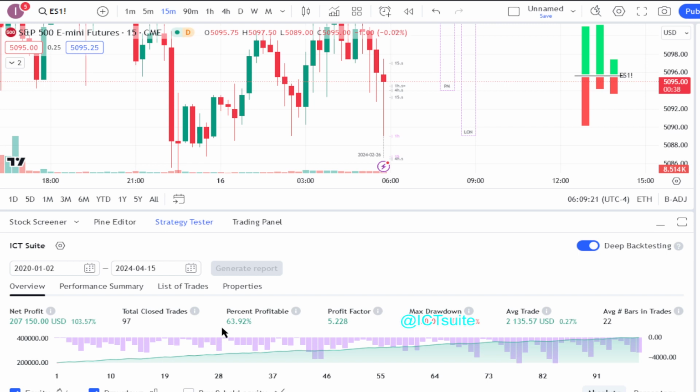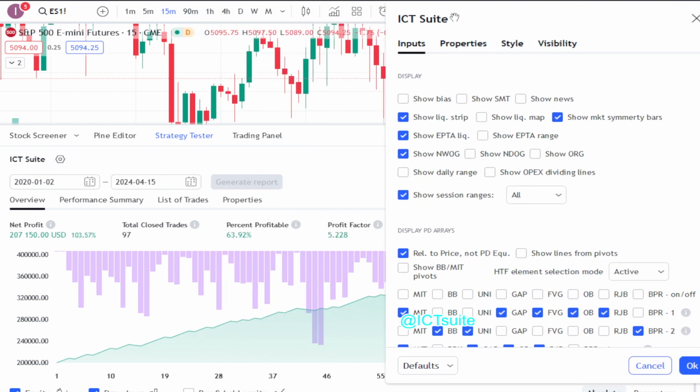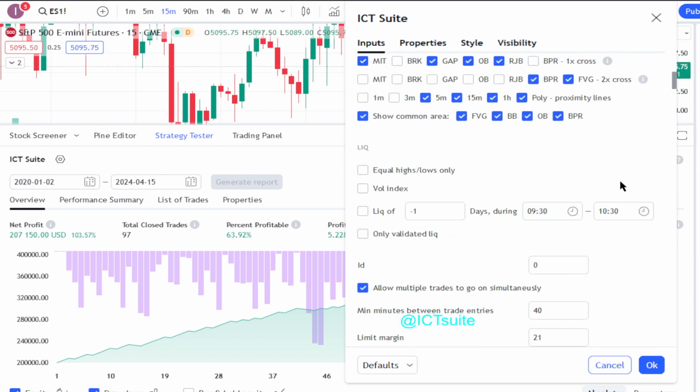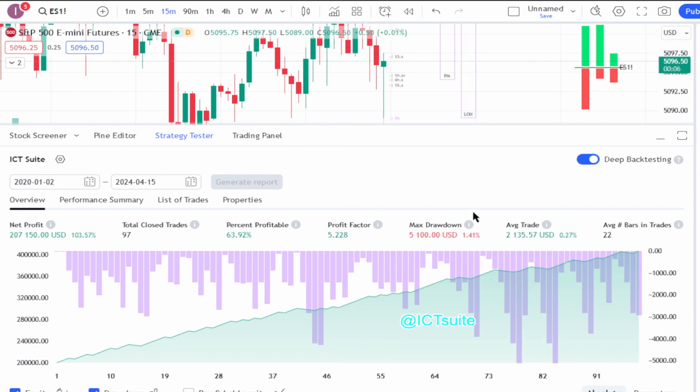Slightly better, 63%. 97 trades, we lost 1 trade, 2007 in profit. So basically it will be my optimal stop loss and target for the strategy. So the next step for me will be deploying it and testing how it works in real life.